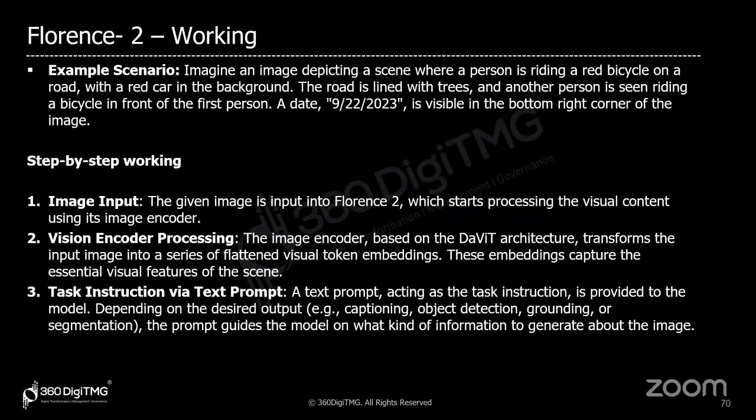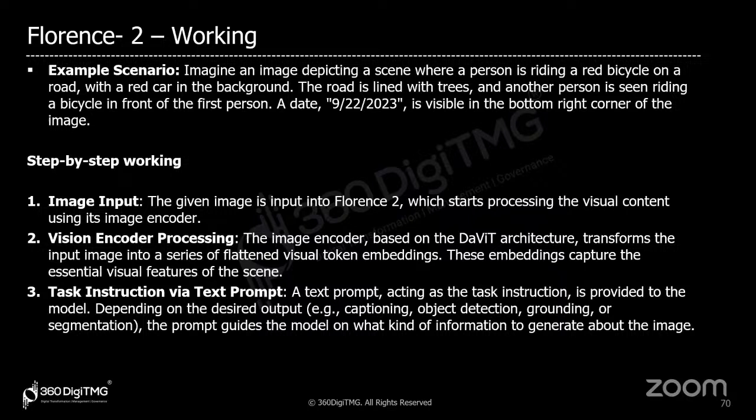So what we'll do is take our image input. The given image is an input to Florence 2, which starts processing the visual contents using its image encoder. Then in the vision encoder processing, it is based on the vision transformer architecture. It will transform the input images into a series of flattened visual token embeddings. Then these embeddings will capture the essential visual features of the scene.